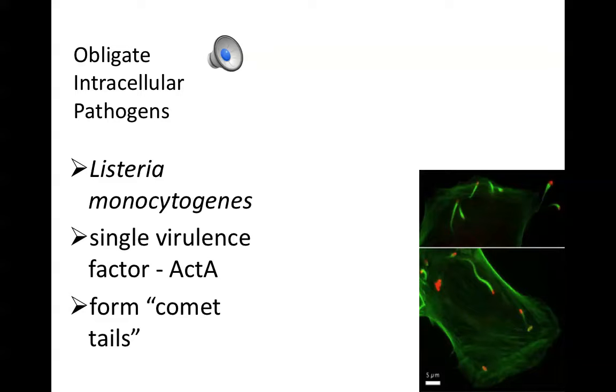Once inside, there's a structure on the tail end of these rod-shaped Listeria cells. It's called ActA. ActA is a single virulence factor that has the ability to collect actin filaments, which are found in eukaryotic cells. Actin filaments in eukaryotic cells function very much like rubber bands. They're very stretchy filaments that our cells use as part of our cytoskeletal structure.